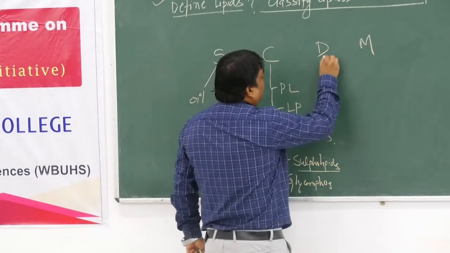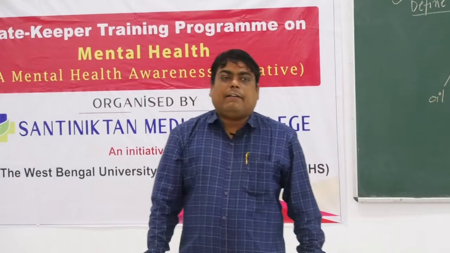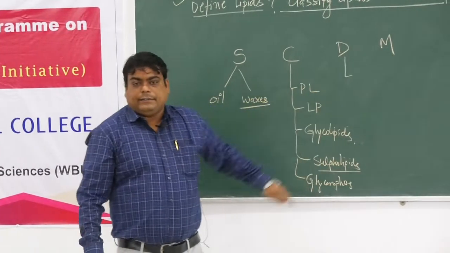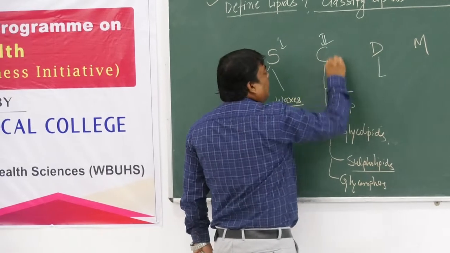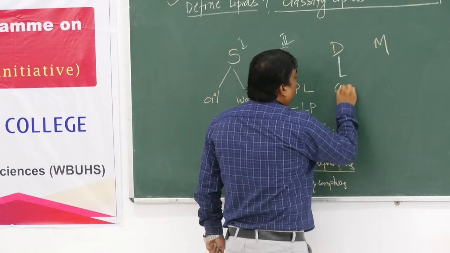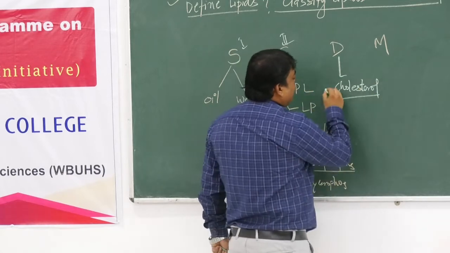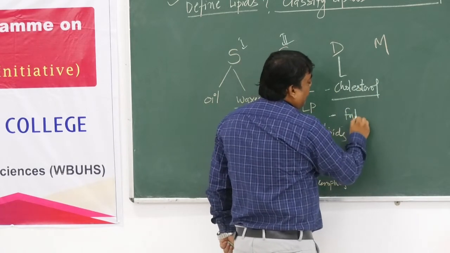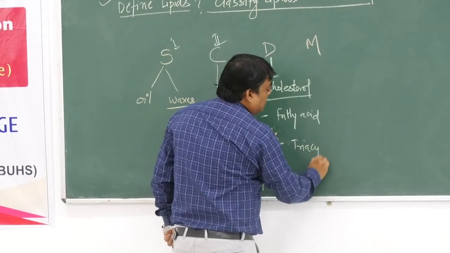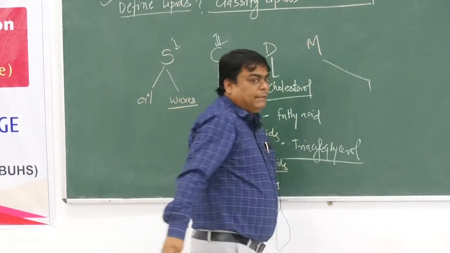Now derived lipids. What is the definition of derived lipids? They are derived from group 1 and group 2. This is group 1. This is group 2. Examples are cholesterol, fatty acid, triacylglycerol.